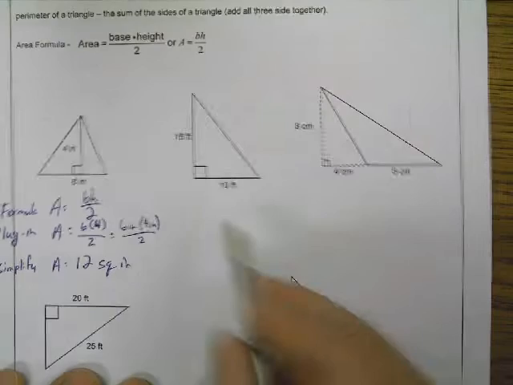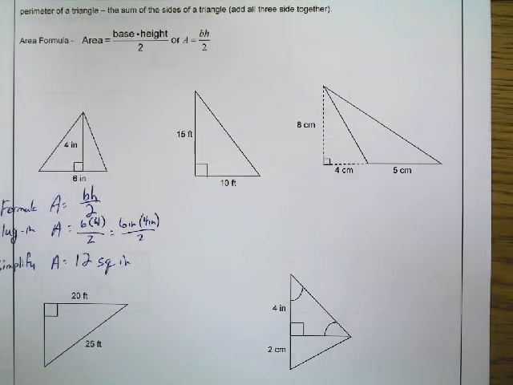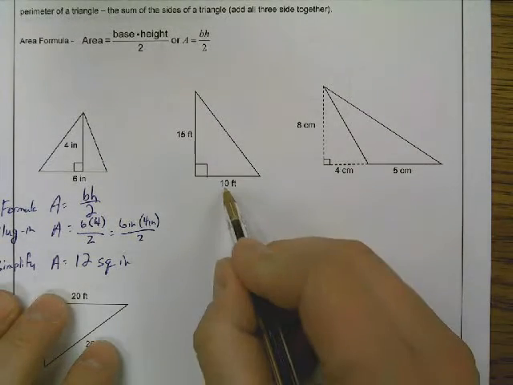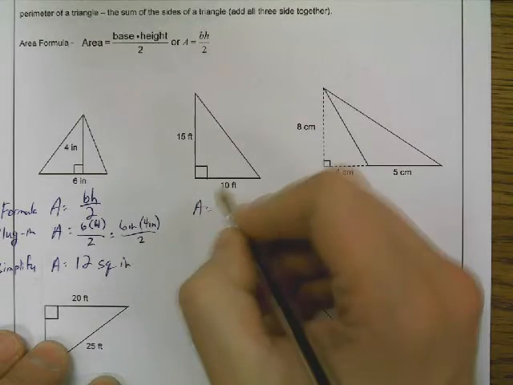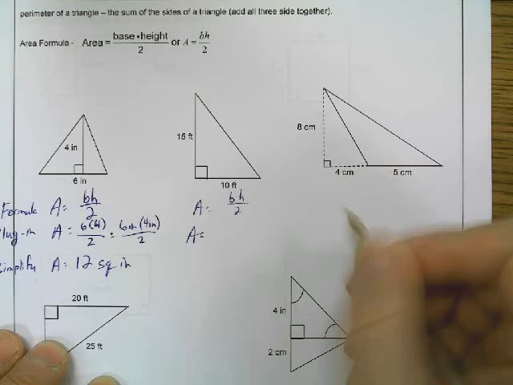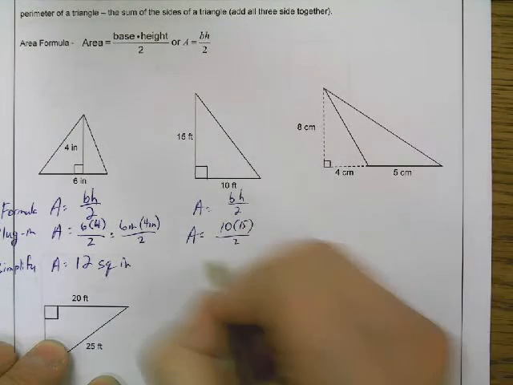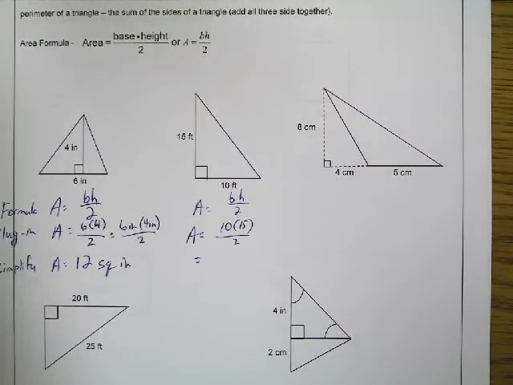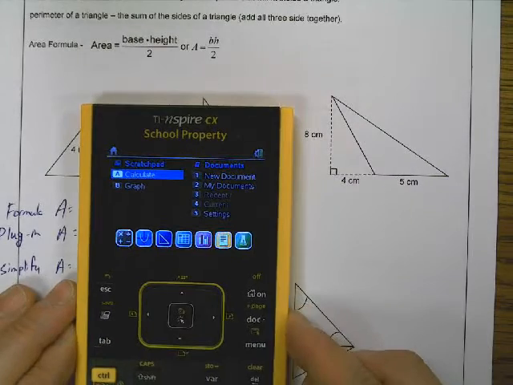In the second one, if you have a right triangle, the right angle you see is the right angle you're looking for. That tells you where your base and height are. So the base is going to be 10 and the height's going to be 15. So we'll do area equals base times height divided by 2. Plug in 10 times 15 divided by 2. And then we'll go to the calculator on this one so you can see an example of that.